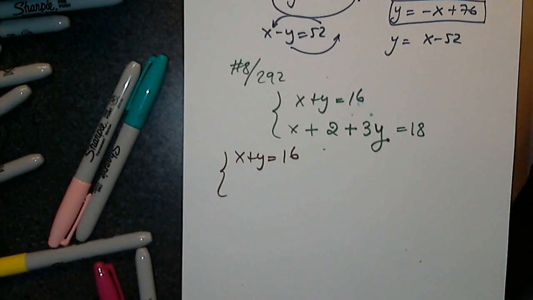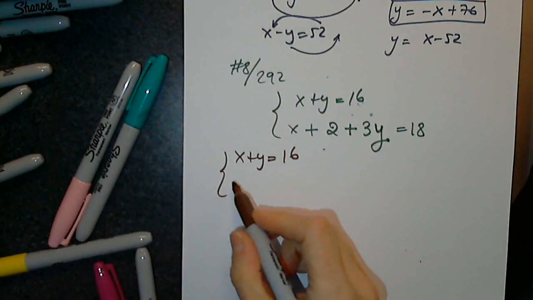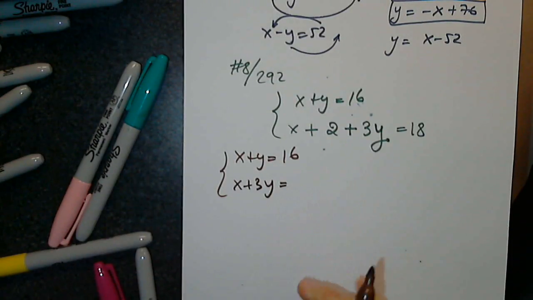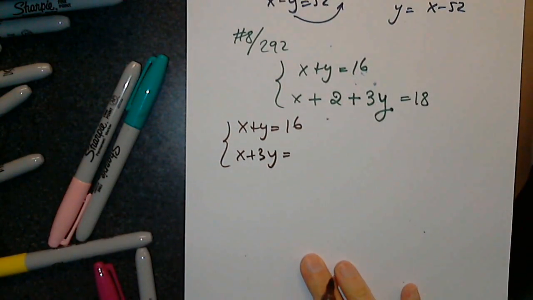How do I clean up the second one? Move 2 to the other side. Exactly. So I have x plus 3y equals? Good. Perfect.